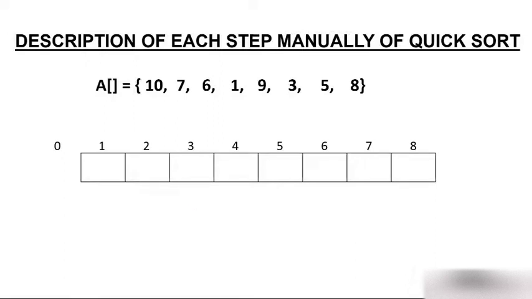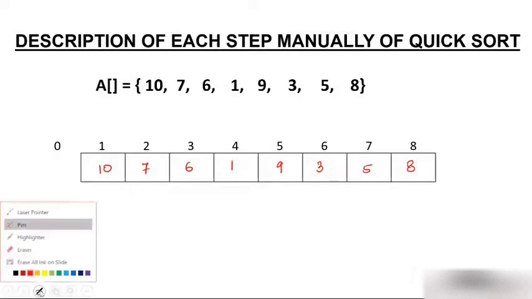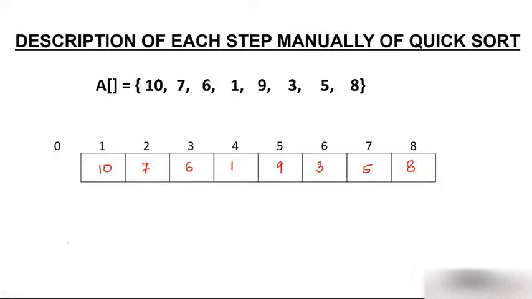I'm inserting these elements. The first element is 10, then 7, then 6, then 1, 9, 3, 5, 8. In total we have 8 elements in the array. And why this extra element, why this extra index, I'll explain to you. Let me change the color of my pen so I can explain things very clearly.